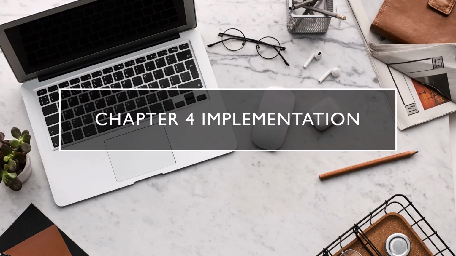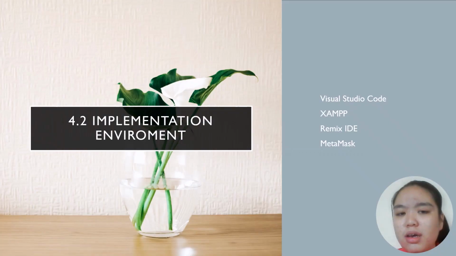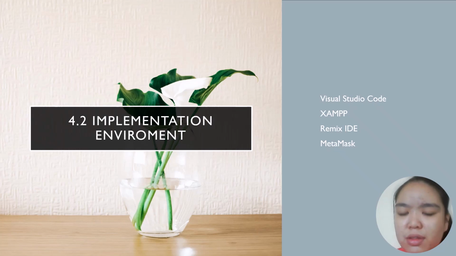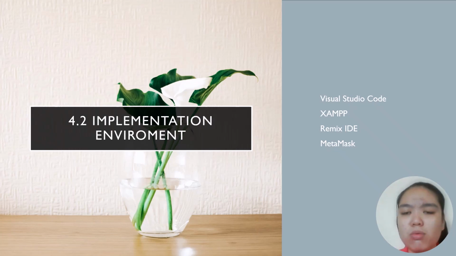Moving on to chapter 4, implementation. It includes the implementation environment, the admin, and the user. As for the implementation environment for this project, it includes Visual Studio Code to code the HTML, the CSS, the JavaScript, and XAMPP to run the code in the web browser, the Remix IDE to run the smart contract, and MetaMask to connect it to the Polygon test network.